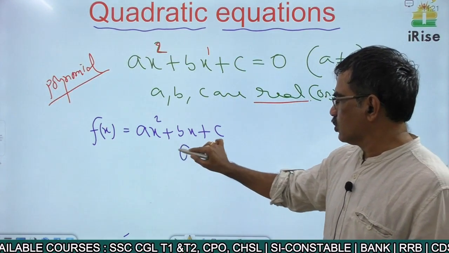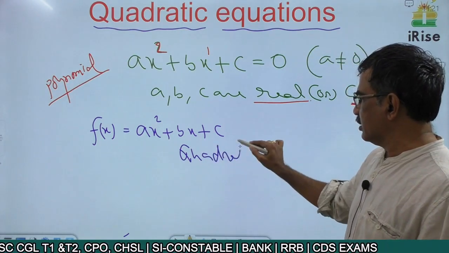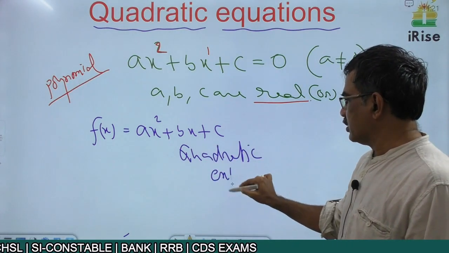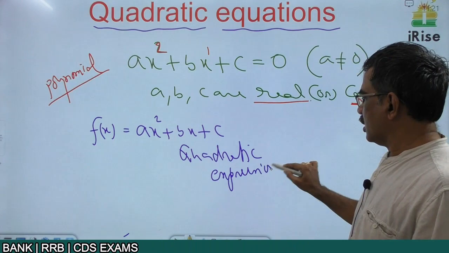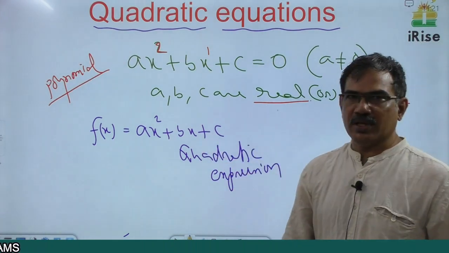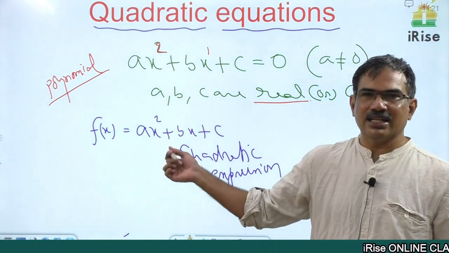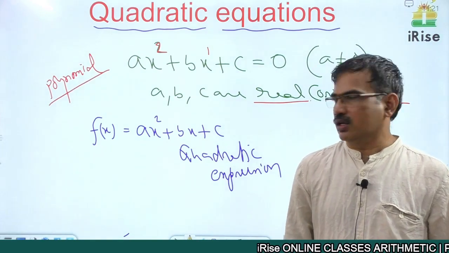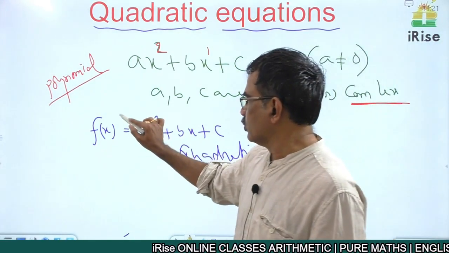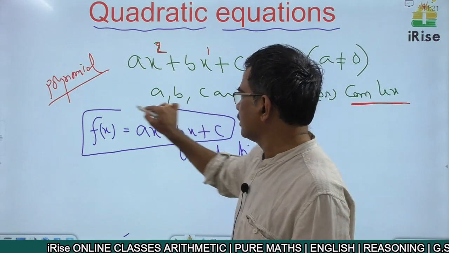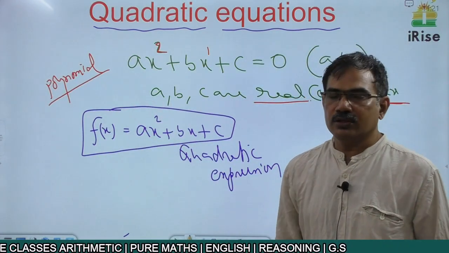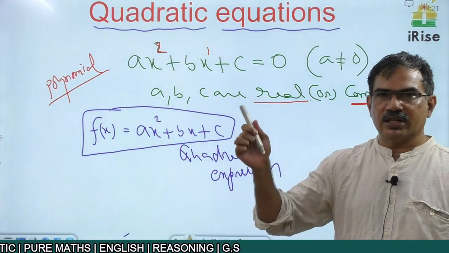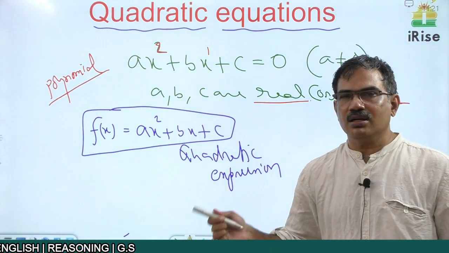This is called a quadratic expression, or quadratic polynomial, or second degree polynomial. Generally it is denoted by f of x. Okay, so this is about a quadratic equation and a quadratic polynomial.